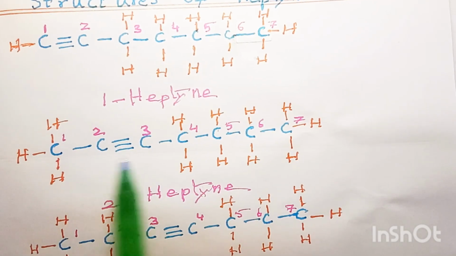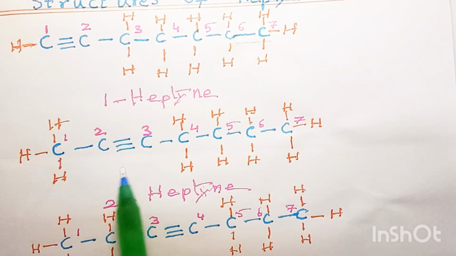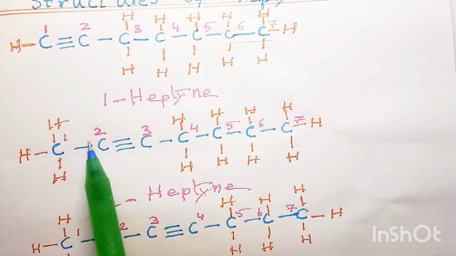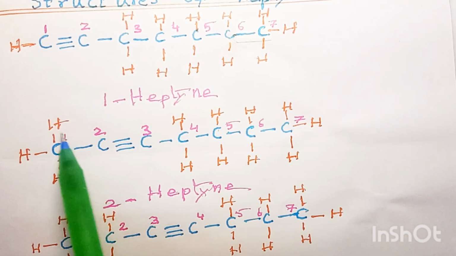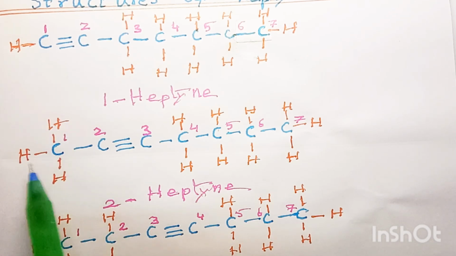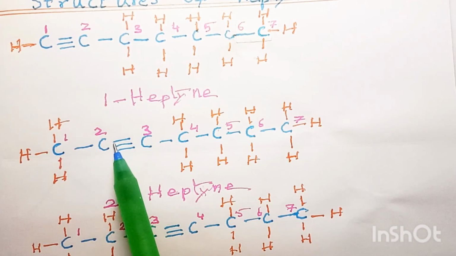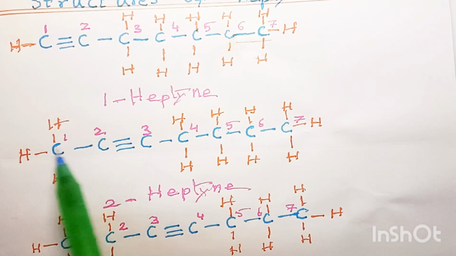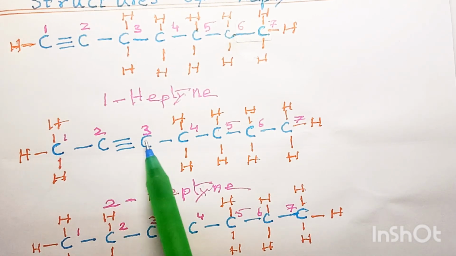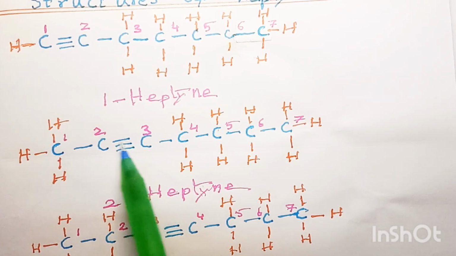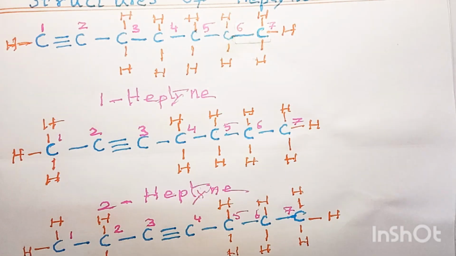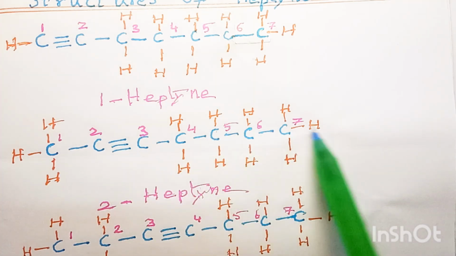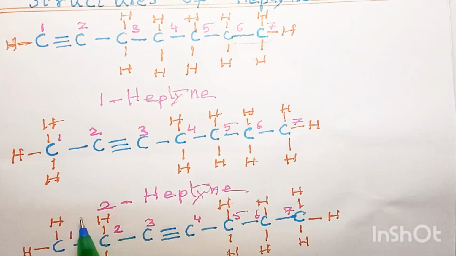Similarly, we can draw 2-heptyne by drawing a triple bond between the second and third carbon atoms and then drawing 4 bonds to each carbon atom. This carbon atom has 4 bonds because 3 with hydrogen, 1 with carbon. This carbon has a single bond with the first carbon atom, and a triple bond with the third carbon atom. So it has 4 bonds.